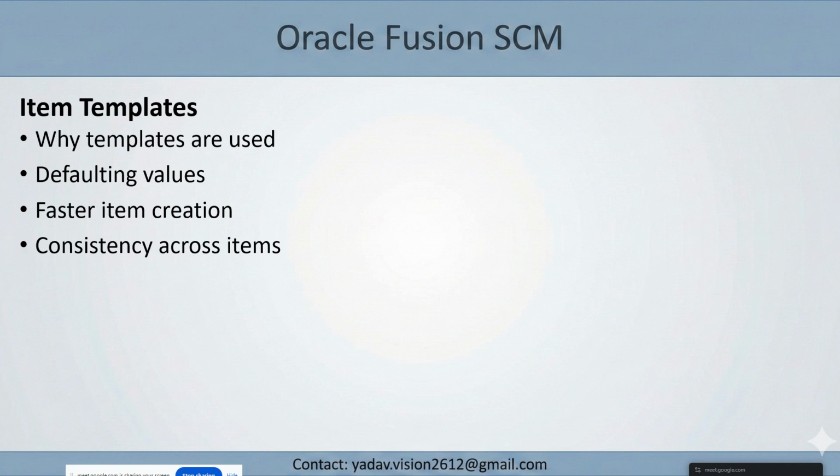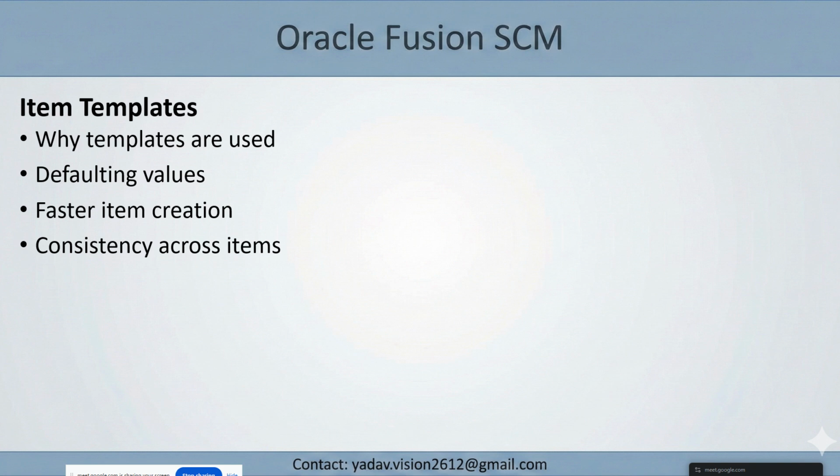Now, we are going to discuss item templates. What is a template? What are the defaulting values we are going to have? And we are also going to have custom item creation. For example, consider a clothes manufacturing company. They stitch small, medium, large sizes, even XL or double XL.